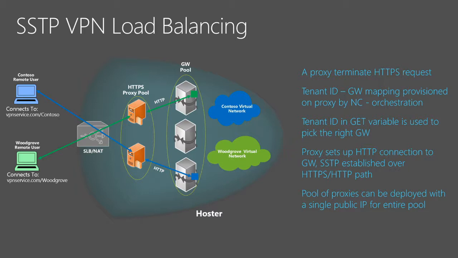So the proxy knows which gateway to go to, and once it knows the gateway, it sets up an HTTP connection to that gateway. So you have HTTPS between the user client and the proxy, and then an HTTP connection between the proxy and the gateway, and you then establish the SSTP connection on top of this HTTPS-HTTP path.